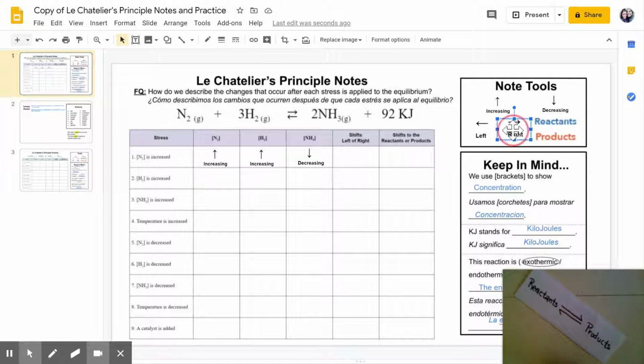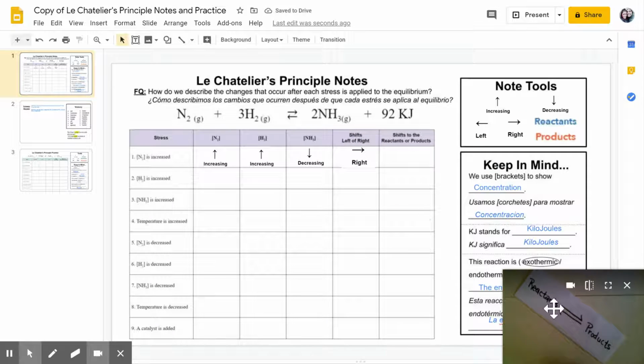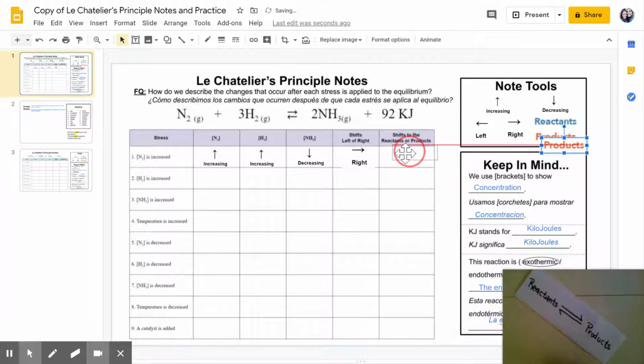So I'm going to click on my note tools and I'm going to copy and paste over, okay, that equilibrium is going to shift to the right. And again, what is to the right? We see products. Okay, so we say that equilibrium is going to shift towards the products. Okay? So again, I'm having you do both of these because we, in chemistry, like to make things a little complicated. We say that equilibrium is going to shift to the right, or we can say that equilibrium is going to shift towards the products.